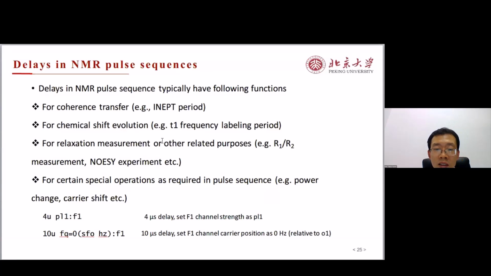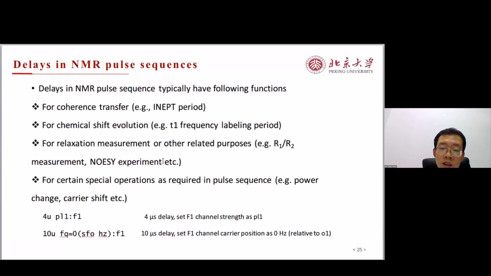So the delays in the pulse sequence have several different functions. For example, certain delays are required for the coherence transfer process. Like in INEPT, you need a certain delay to let the magnetization transfer happen. Also, there are delays required for chemical shift evolution for frequency labeling in the indirect dimension and also in the direct dimension. In relaxation experiments, you also need delays. Usually, for R1, R2 measurement, you have to measure a series of experiments with different relaxation times. In NOESY experiments, you also have a so-called mixing time to let the NOE effect happen.